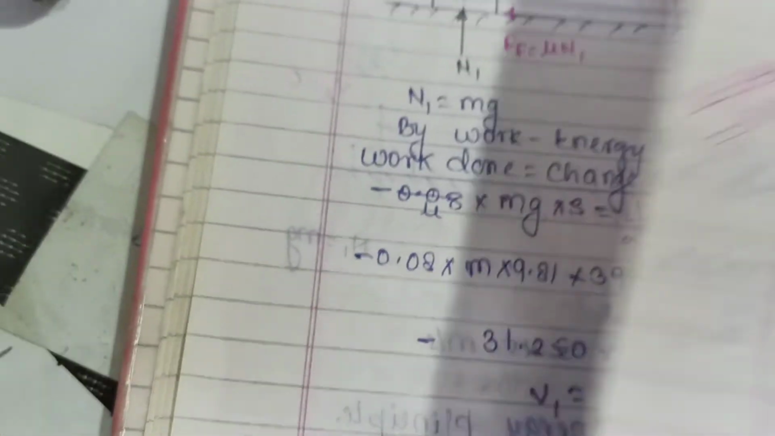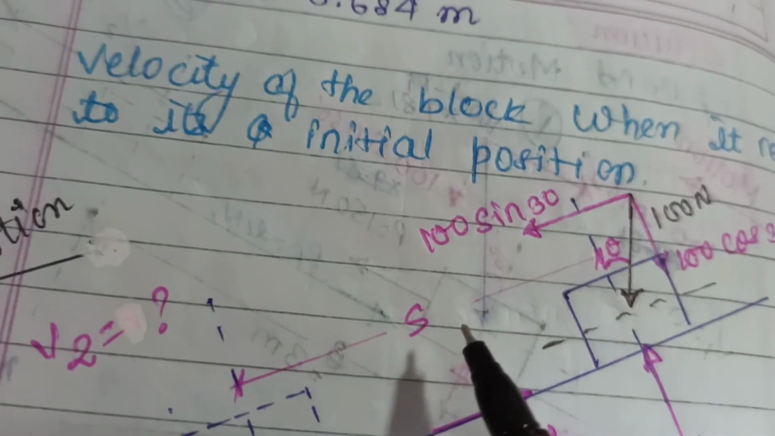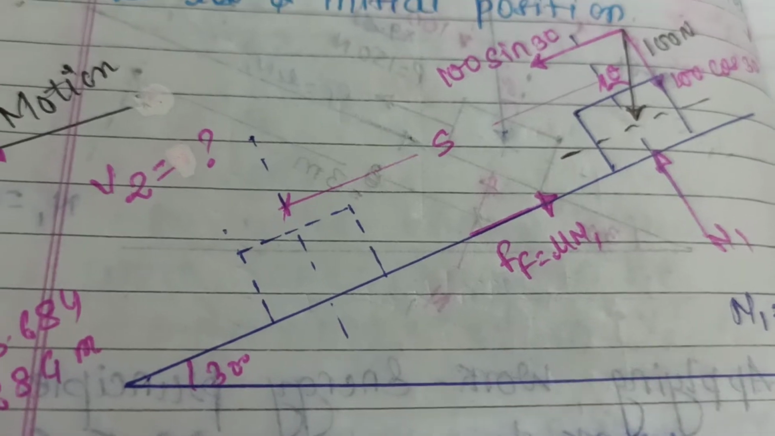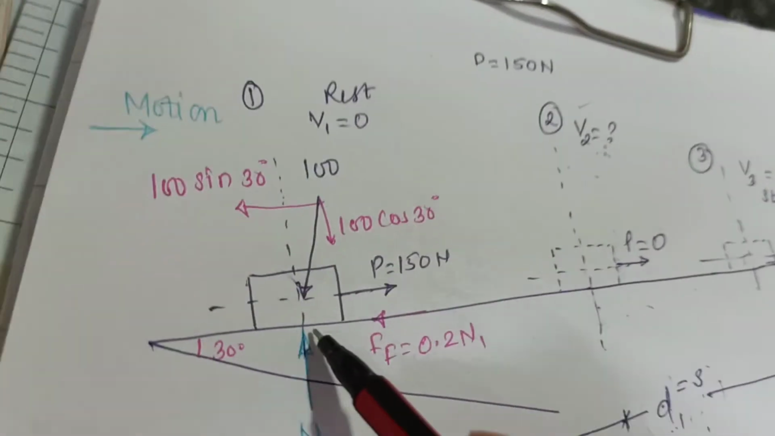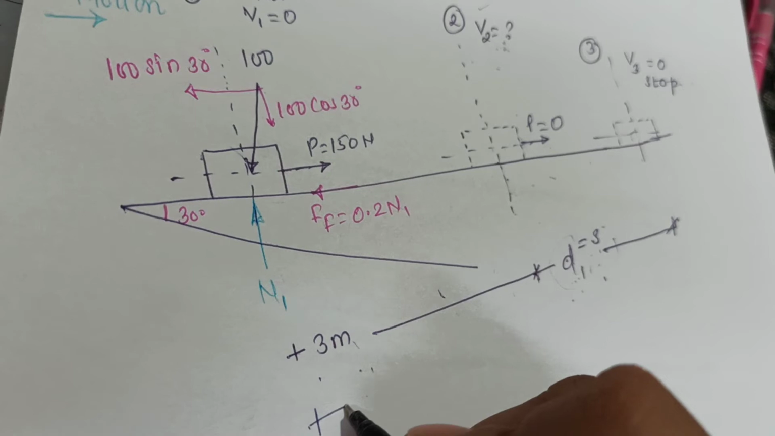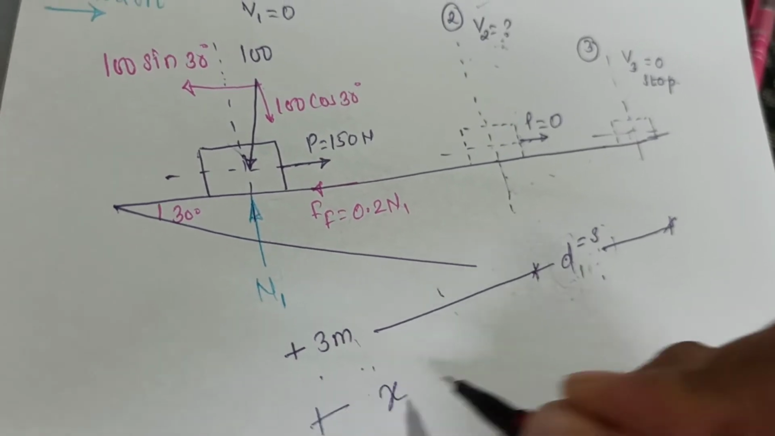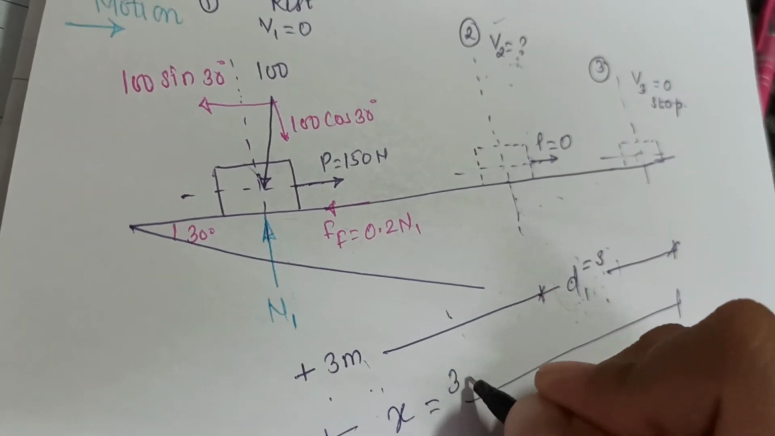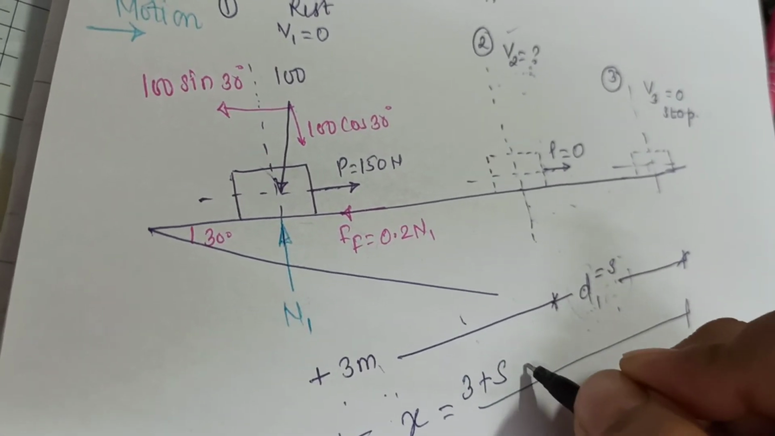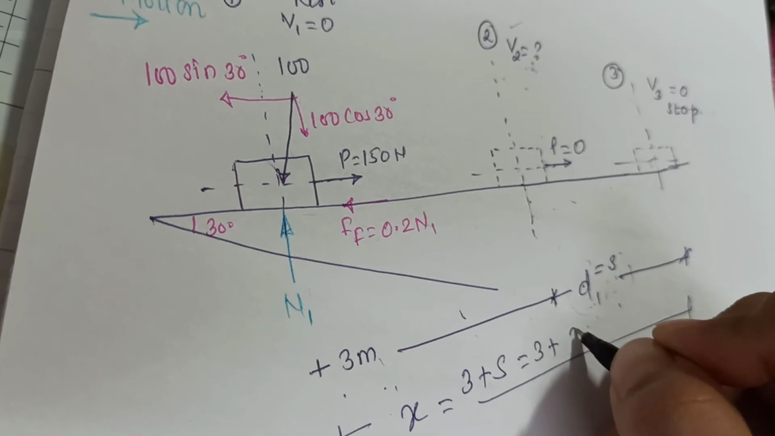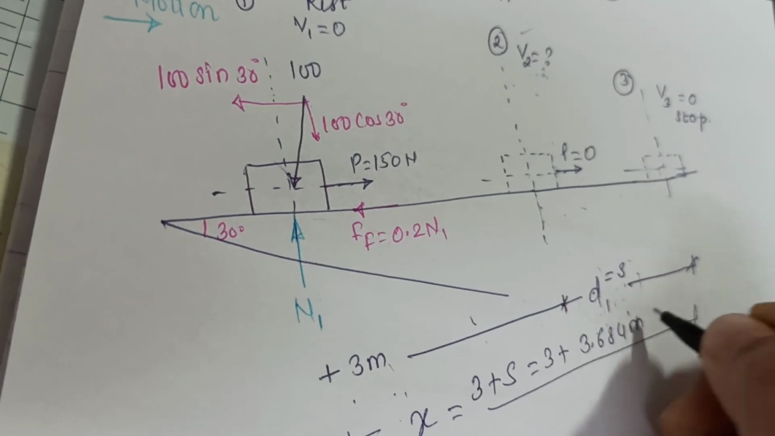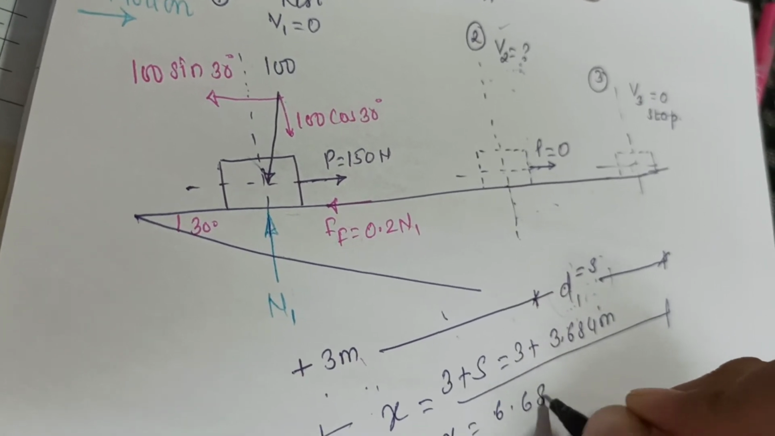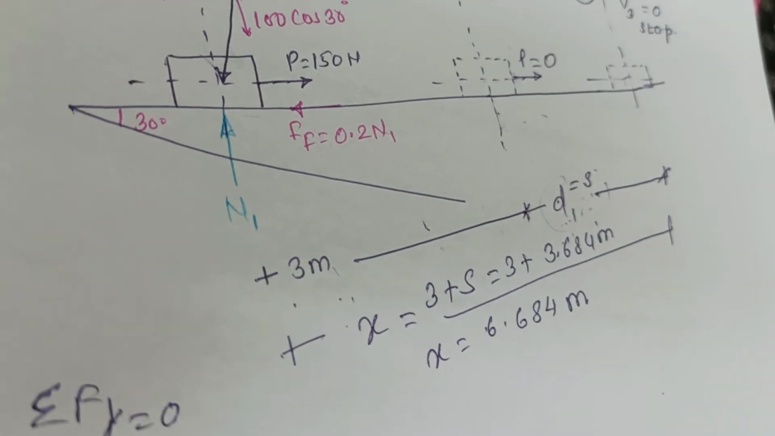In the second part, we are supposed to find the velocity with which the block comes to its initial position. Now, what is the total distance traveled by the block from its initial position? Say it is x. X is equal to 3 plus s, so it is 3 plus 3.684 meters. So the total distance the block moves is 6.684 meters.